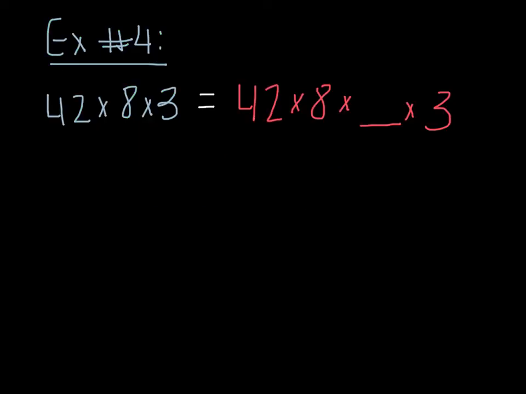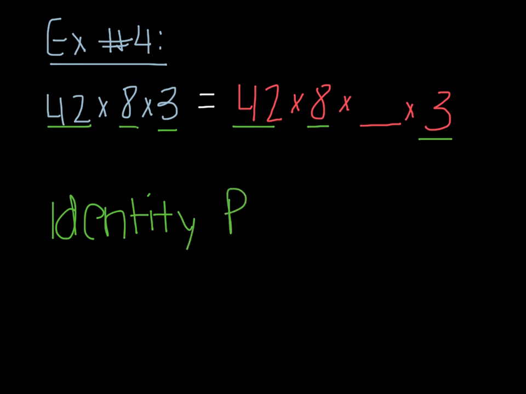Okay, last example. Find our missing number. We have 42 and 42, 8 and 8, and 3 and 3. So this one is a little more tricky. So this one has to be the identity property. Now, think back or look back to what the identity property has. It has a specific number in it. It has a 1.